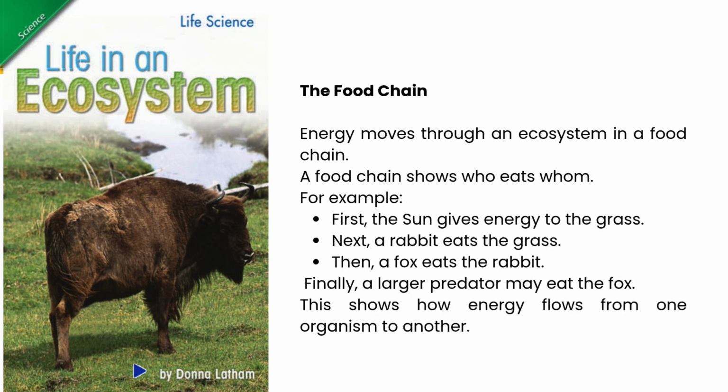Energy moves through an ecosystem in a food chain. A food chain shows who eats whom. For example, first, the sun gives energy to the grass. Next, a rabbit eats the grass. Then, a fox eats the rabbit. Finally, a larger predator may eat the fox. This shows how energy flows from one organism to another.